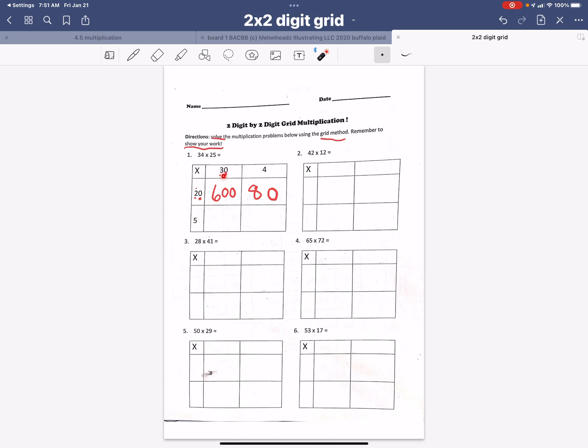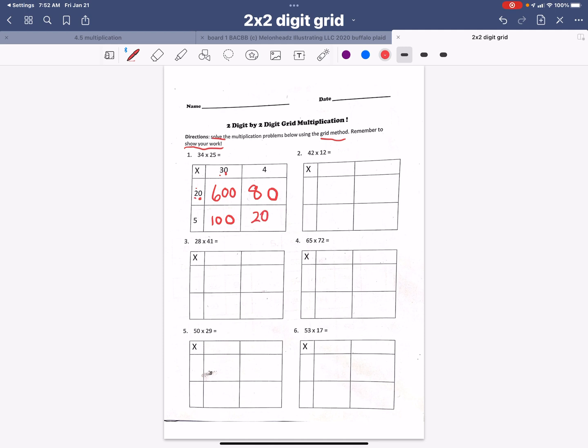All right, so now I want to move down to the bottom row and multiply 5 times 30, but first I want to take this 0 and write that down in the ones place. That's my ones place filler. And then the next thing I'm going to do is multiply 5 times 2. 5 times 2 is 10. And then lastly, I am going to multiply 4 times 5. And I know that 4 times 5 is 20.